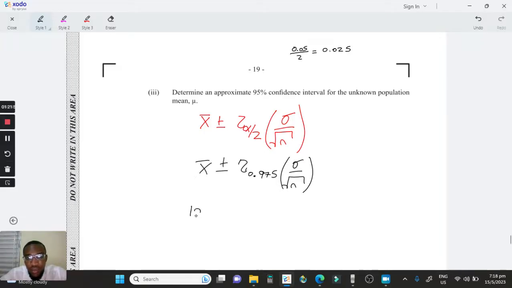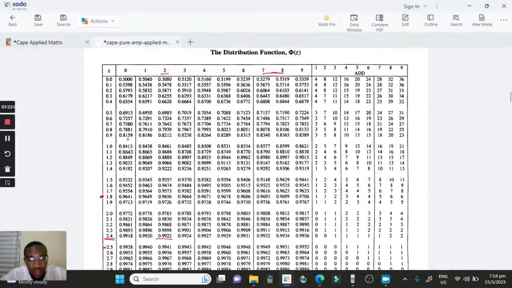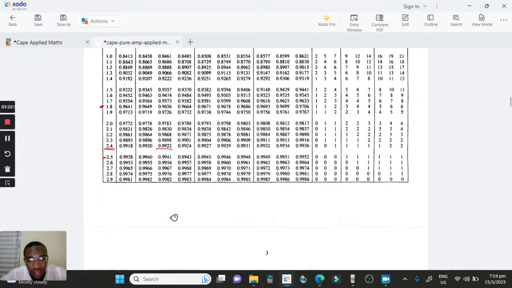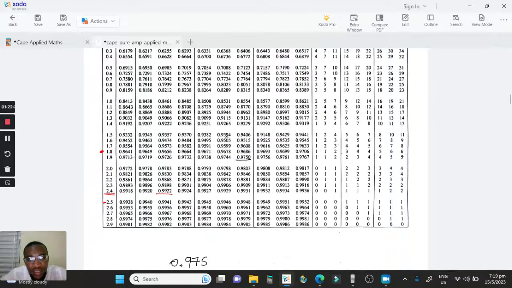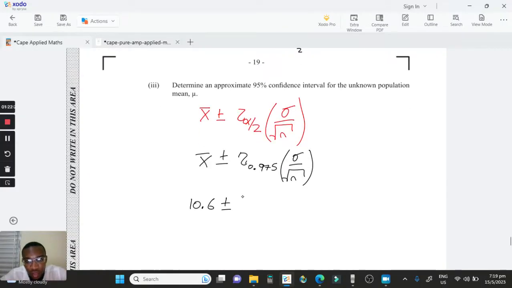So x bar, remember, was 10.6 plus or minus. We're looking now at 97.5% in our z table. So look at where we can get 0.975. Here we go, that's 1.96. So now we have plus or minus 1.96 in bracket.